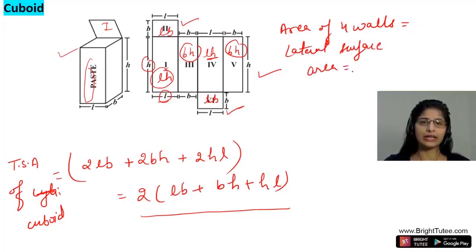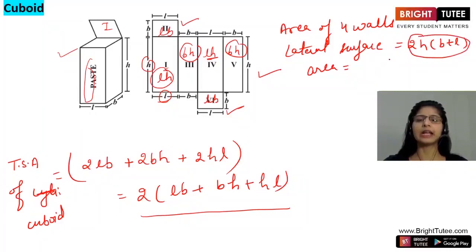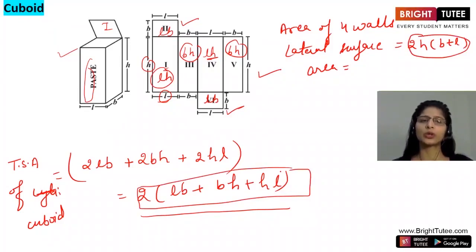So what are we going to do in that? We are going to just take these 4 faces. For the 4 faces we have 2 times LH and 2 times BH. When we take common 2 and H, we get B plus L. So it is 2 times length plus breadth, into height. This is the lateral surface area. This is the total surface area. So you need to remember these 2 formulas for cuboid. Whenever we are asked to calculate the total surface area, we will use the formula 2 into LB plus BH plus HL, where L is the length, B is the breadth, H is the height.